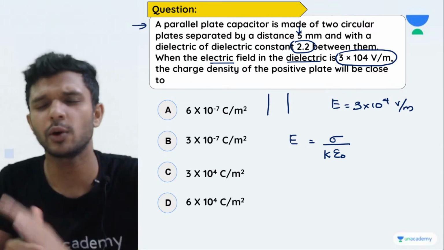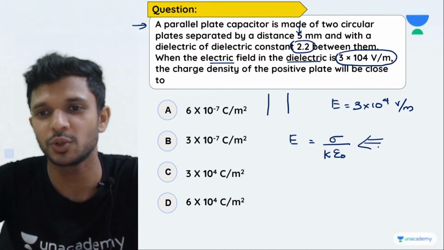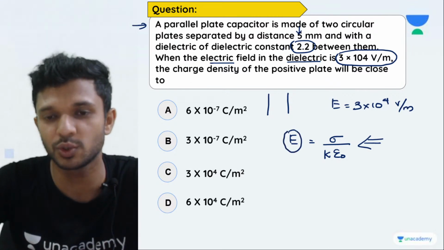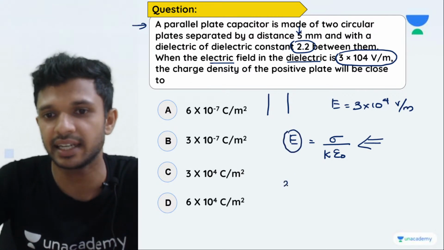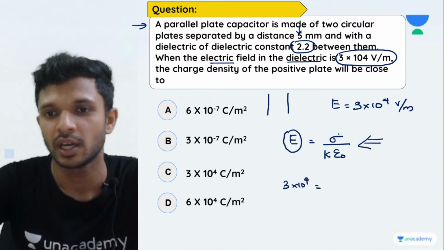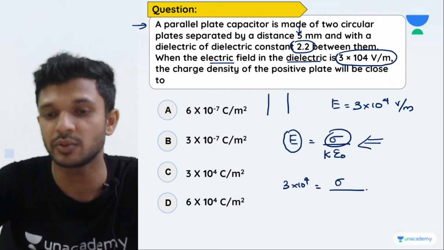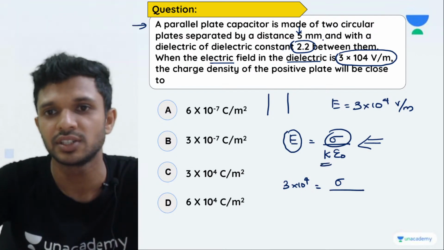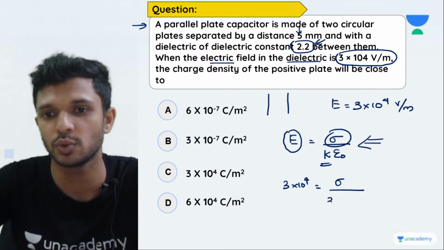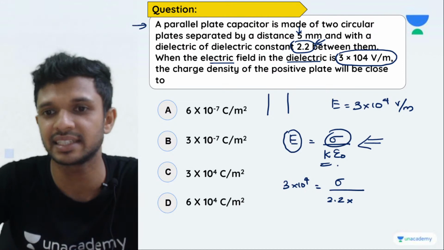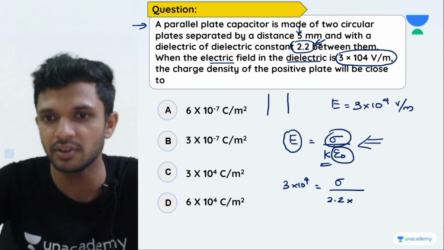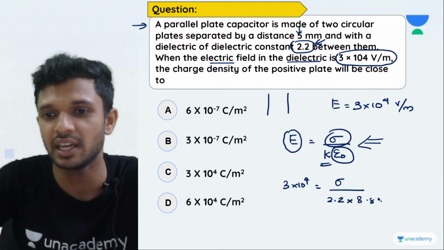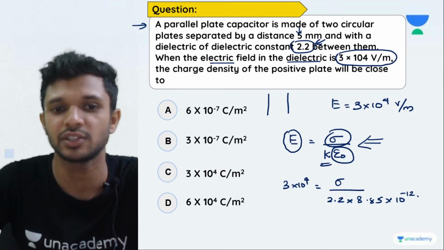Now, if you know this equation, don't you think the answer is already in your hand? Obviously. Start substituting all the values. What is E? That is 3 into 10 power 4. What is sigma? Sigma is the one we are supposed to find. What is K? The dielectric constant, given as 2.2. Done. What else is given? You won't be given epsilon naught; you should know its value, 8.85 into 10 power minus 12.